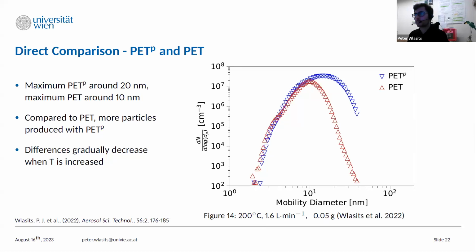So the position of the maximum is completely different. Then if we compare the curve corresponding to the commodity PET to the curve corresponding to the higher purity PET, we see that there was way more particles produced with that higher purity PET. So the blue curve is way broader than the red curve.